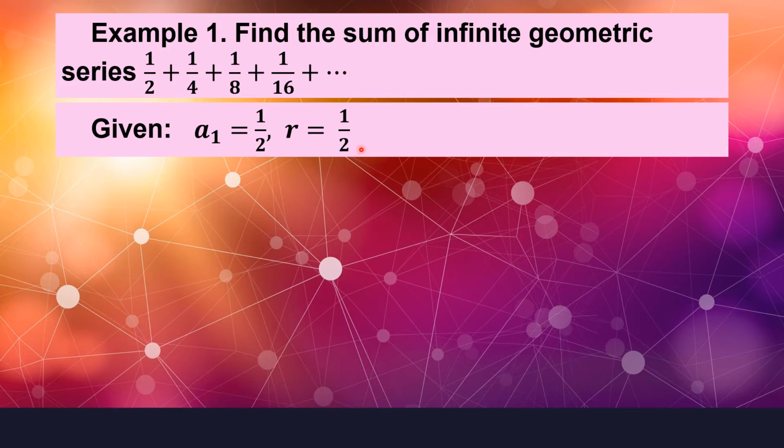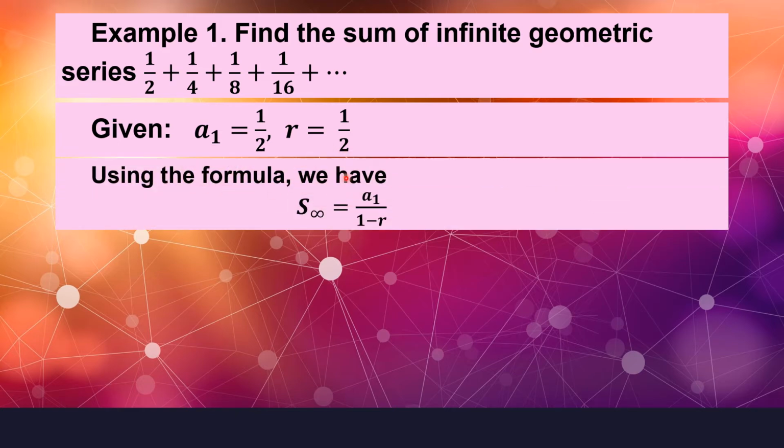How did we get 1/2? It is by dividing the terms by their preceding terms. So 1/16 divided by 1/8 is equal to 1/2. 1/8 divided by 1/4 is also equal to 1/2. 1/4 divided by 1/2 is equal to 1/2. So our common ratio is 1/2.